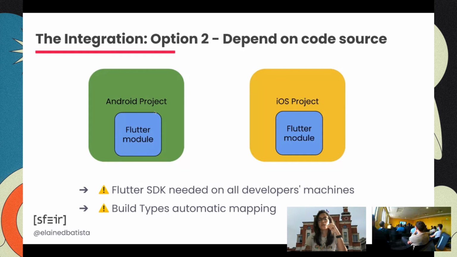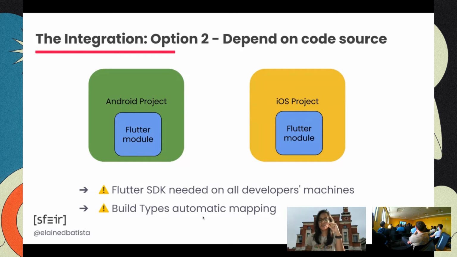But the downside is that if you do it like this, of course, you need the Flutter SDK on your machine. And if you only do this, all of the developers are going to need the Flutter SDK with a good version in order to compile the project at runtime to integrate it into your Android or iOS project. Another downside too is that Flutter has 3 build types: debug, profile, and release.